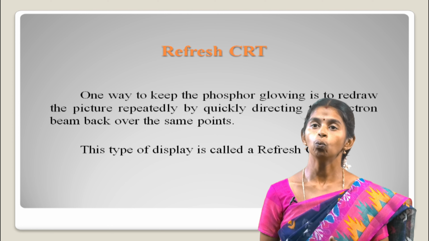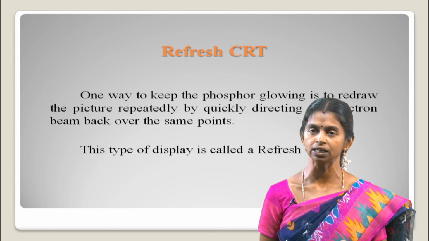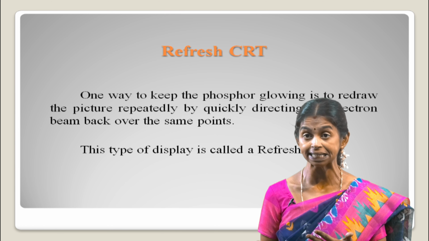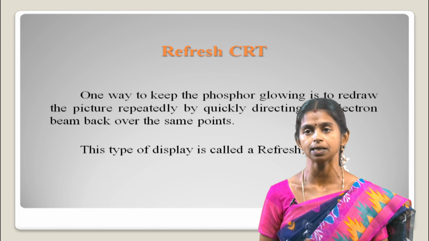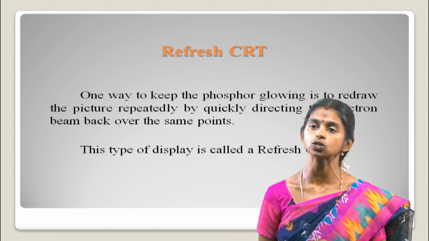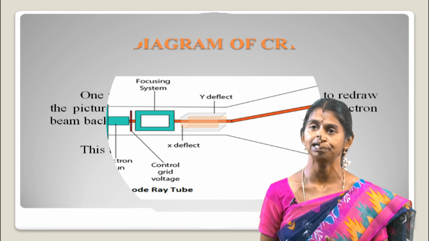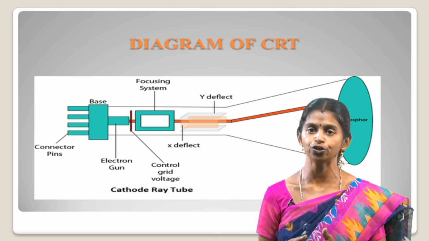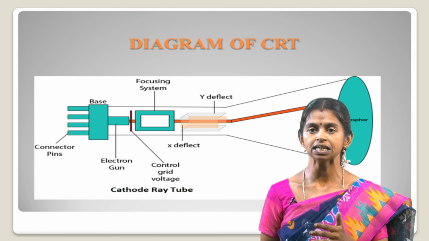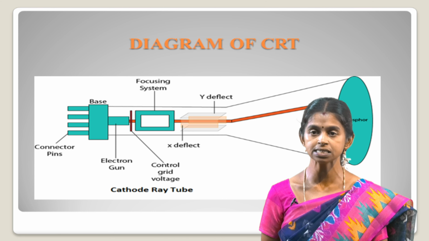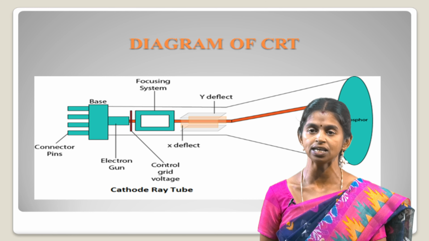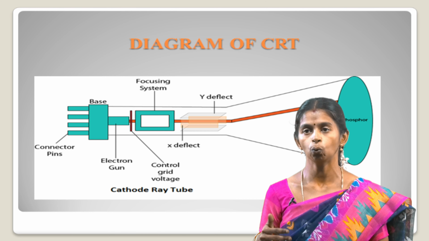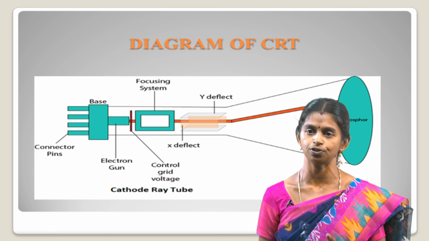Refresh CRT. One way to keep the phosphor glowing is to redraw the picture repeatedly by quickly directing the electron beam back over the same point. This type of display is called a refresh CRT. A diagram of CRT is displayed for your reference. In this diagram, we can see the connector pins, base, electron gun, focusing system, control grid voltage, X deflection and Y deflection towards the phosphor.